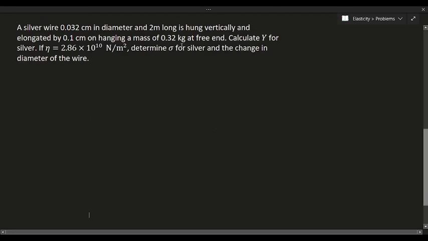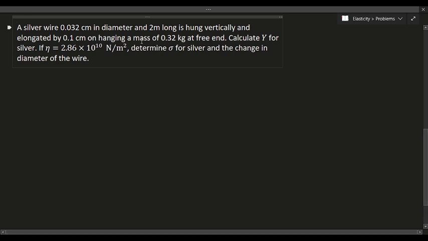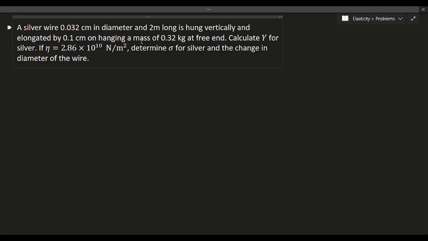Second problem. A silver wire is 0.032 centimeter in diameter, 2 meter long, vertically hung, and it elongated by 0.1 centimeter when a mass of 0.32 kg is hanged at the lower free end. We have to calculate Young's modulus, and given shear modulus eta, we have to calculate the Poisson's ratio for silver and change in the diameter of the wire. Again, a simple problem. We have to use certain formulas and then substitute the values, calculate the answer.